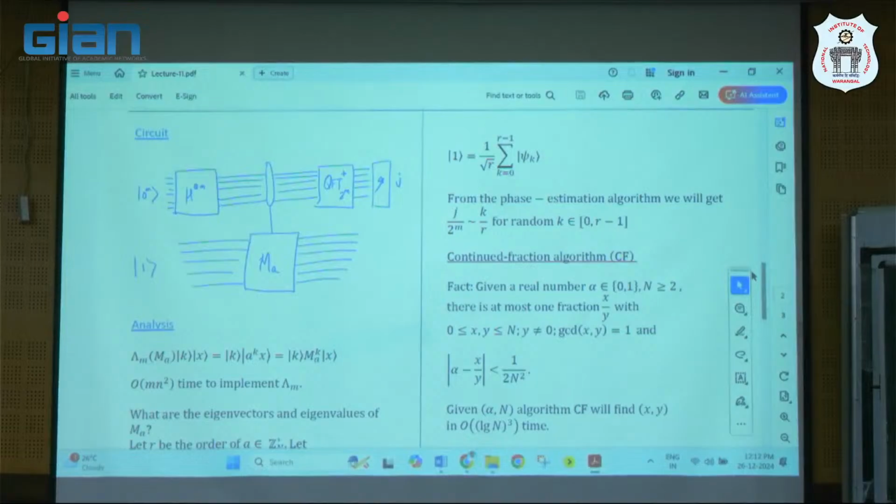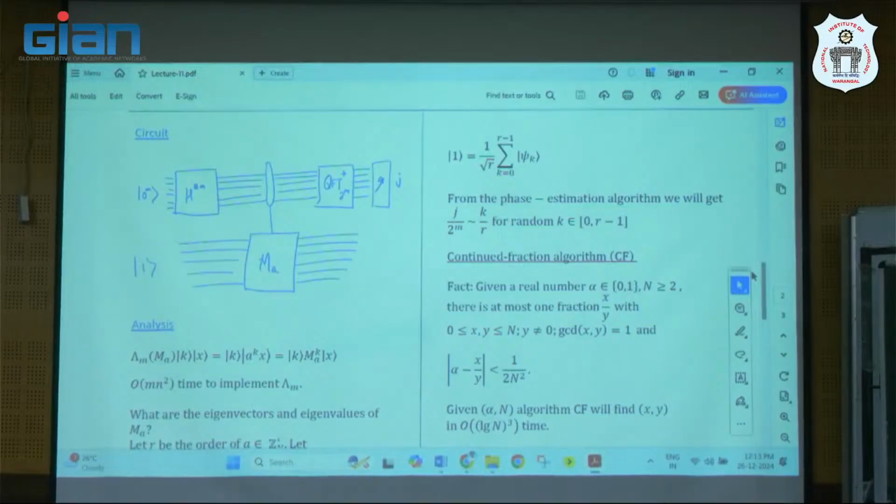Then what we are going to do, we are going to run, so the effect of this is basically, when you are feeding ket1, effectively you are randomly feeding a psi k, for k uniformly from 0 to r minus 1. You do not know which k, but randomly one k is going in. Then the phase estimation algorithm will return j over 2 to the m, which is an approximation of k over r. Correct? Because what is k over r? This is the eigenvalue, remember?